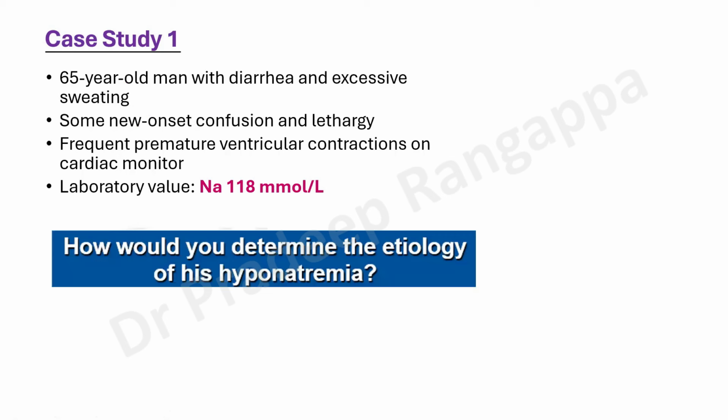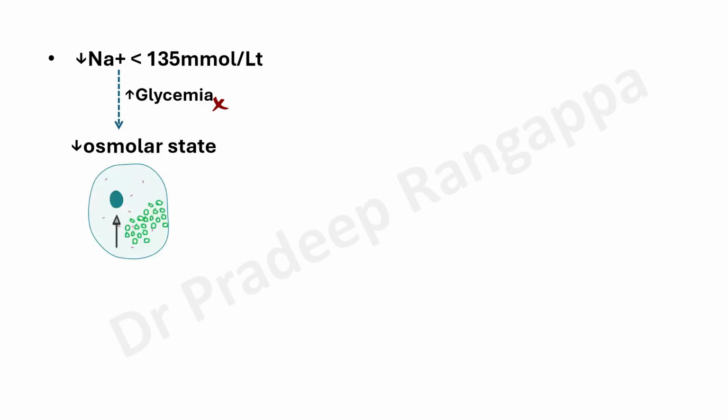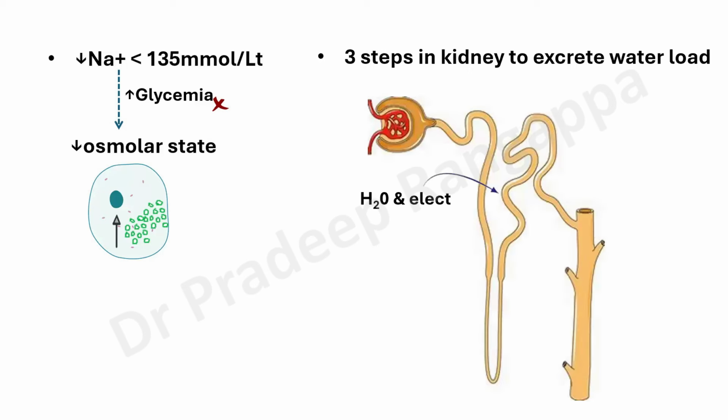So how would you determine the etiology of hyponatremia? I'm sure for all the trainees listening, hyponatremia is a big subject and you need to have absolute clarity on how you approach a case of hyponatremia. Any sodium less than 135 millimole per liter in the absence of hyperglycemia is almost always a low osmolar state. You call it hyponatremia. So in hyponatremia, our understanding is that your intracellular fluid compartment is more. There is more intracellular fluid, but the extracellular fluid can be low, normal, or high. This is in a hypoosmolar state.